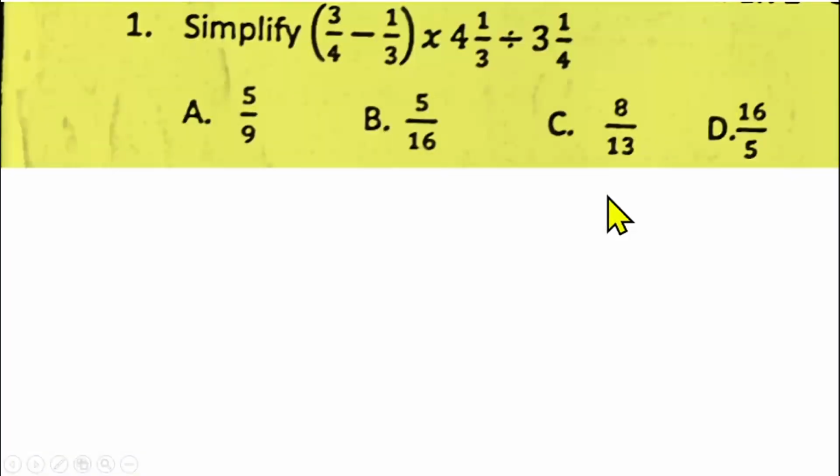Now, let's start with the objective part of the question. The first question here says that we have to simplify 3 over 4 minus 1 over 3 multiplied by 4 and 1 over 3 divided by 3 and 1 over 4. This question is from the fraction, simplification of a fraction.